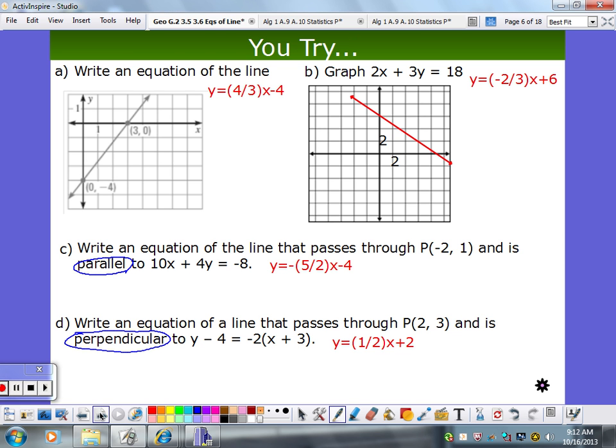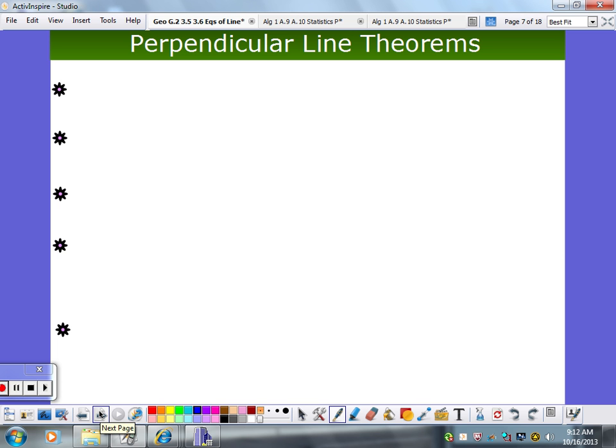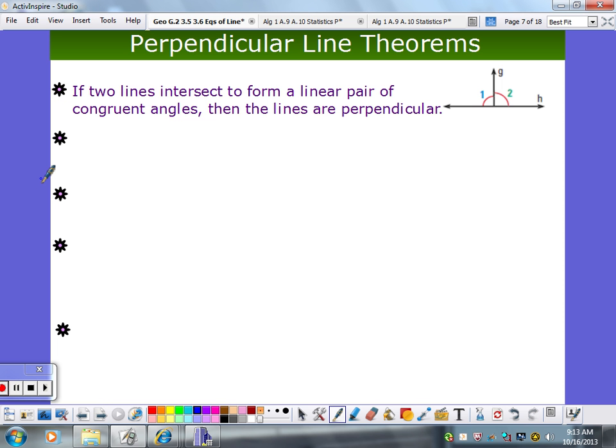Okay. Moving on then. Now, this is algebra. What's the name of this class? Geometry. So it wouldn't be geometry without some theorems. Okay, yay. Here we go.